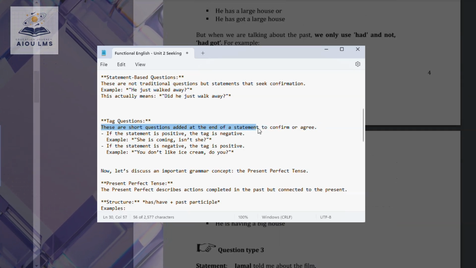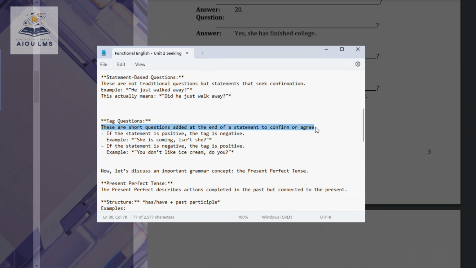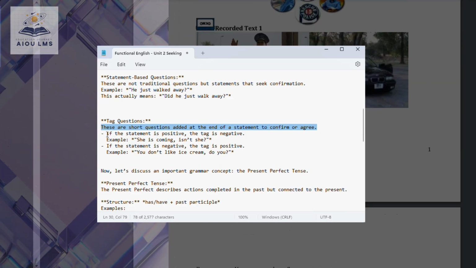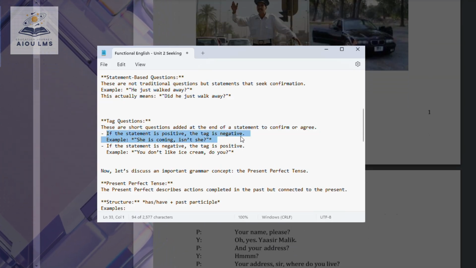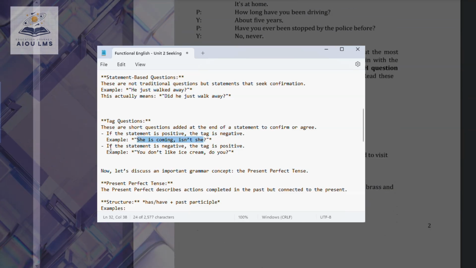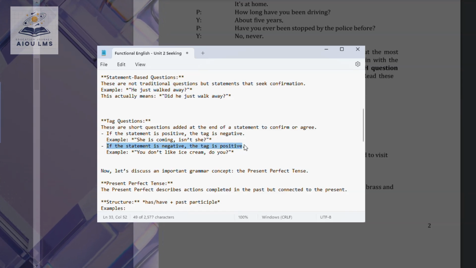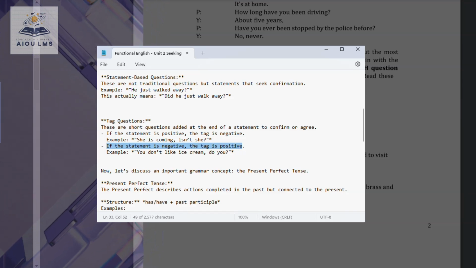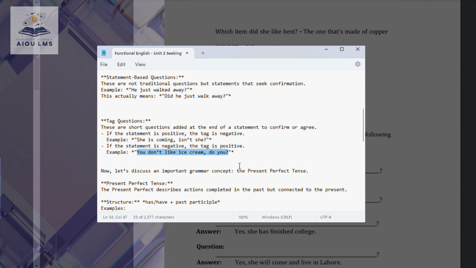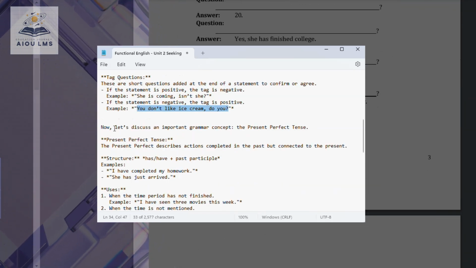Tag questions. These are short questions added at the end of a statement to confirm or agree. If the statement is positive, the tag is negative. Example, she is coming, isn't she? If the statement is negative, the tag is positive. Example, you don't like ice cream, do you?